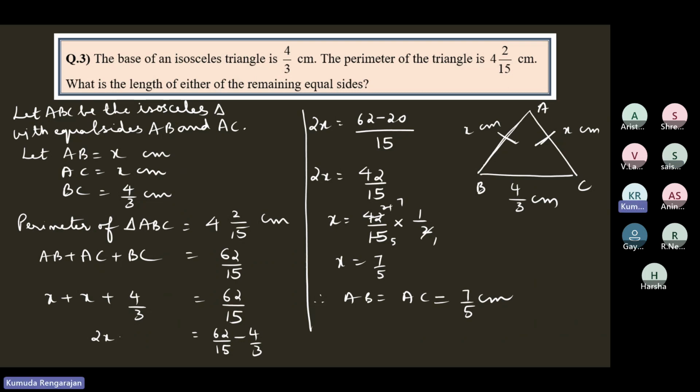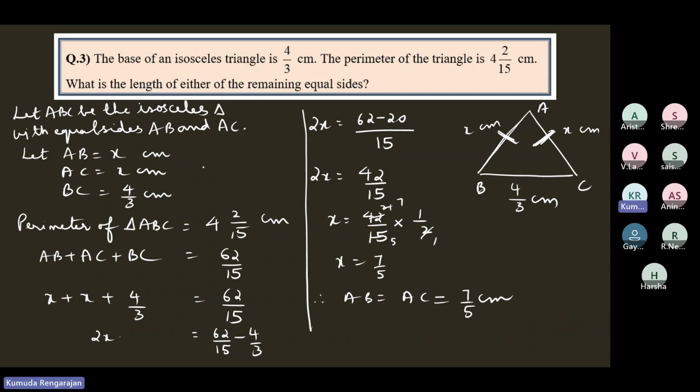Yeah, so children, please listen. I've called the isosceles triangle ABC with equal sides AB and AC. I've marked the equal sides AB and AC here. And we'll assume that the length of the equal sides AB and AC is equal to x centimeters each. So in our figure, BC is the base and the length of the base is given to be 4 by 3 centimeters. So the base BC is 4 by 3 centimeters, given in the question. AB, AC equal sides are not known. We have assumed them to be x centimeters each.